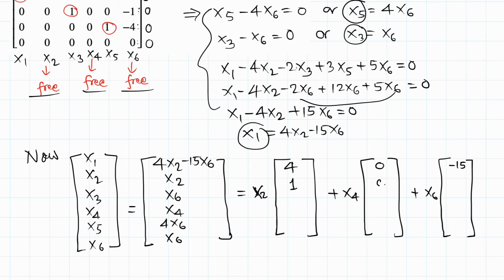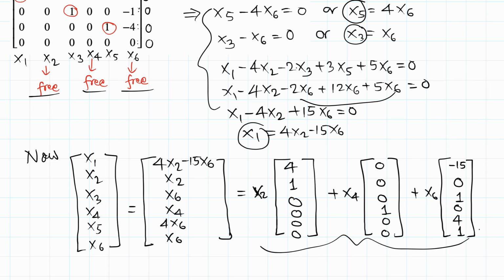There is nothing else, so 0, 0. From the third, only x6, so 1, 0, 0. From the fourth, x4 is 1, others 0. For x5, it's 4x6, so only the x6 vector has 4, others 0. And finally x6 again, that's 1, others 0. So this is the solution in parametric vector form. Some real number times this vector plus some real number times this vector plus some real number times this vector. These describe all the solutions. Okay, that's our final answer.